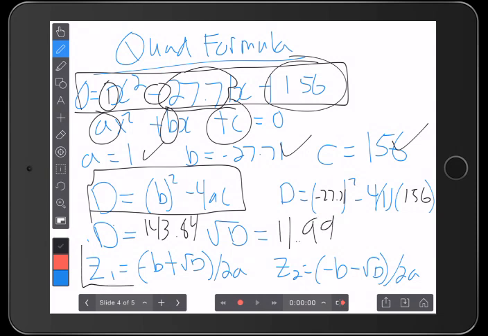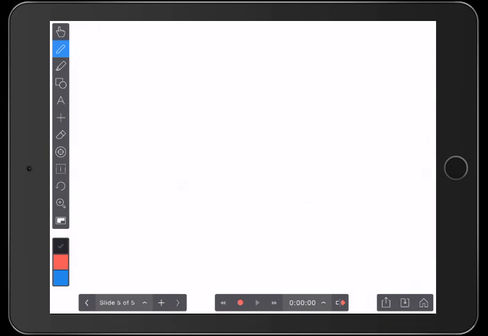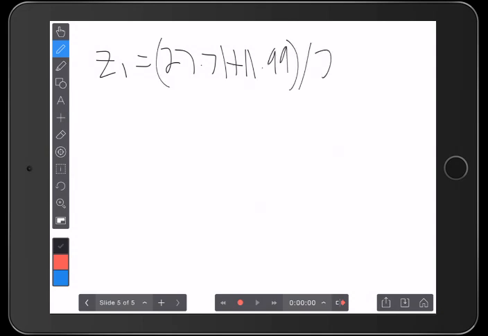And now I substitute into the quadratic formula, which is the zeros, z1 and z2, are negative b plus or minus the square root of the discriminant divided by 2a. And so what I did, I've just separated that out into the positive one and the negative one. Okay, so I'll just move on to the next page and actually carry out the calculations. So Z1 will then be, and please make sure you pause it, go back and look at things, 27.71, because that's the negative of B, right? And B is negative 27.71, plus 11.99, and that's divided by 2a, and a is 1, so that's 2.